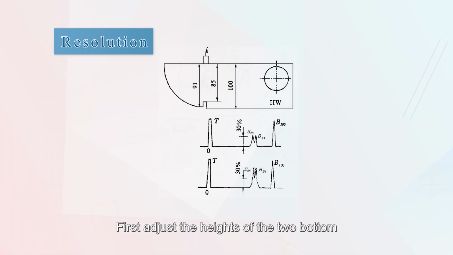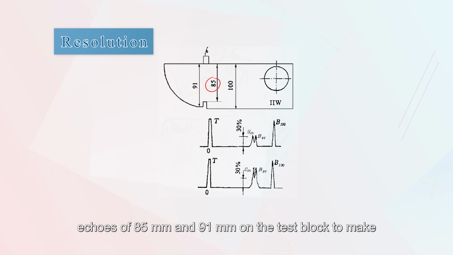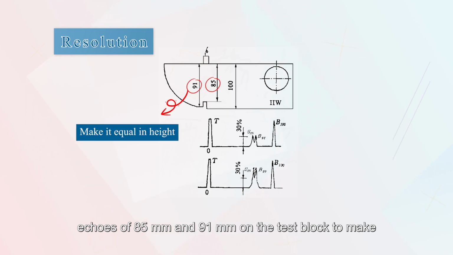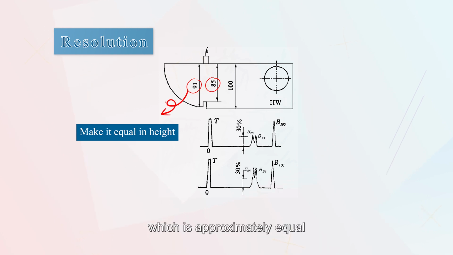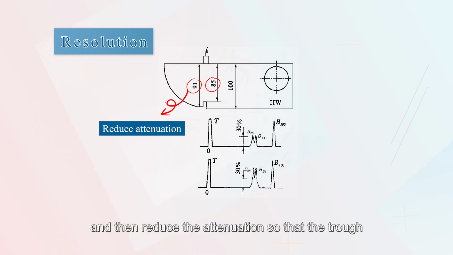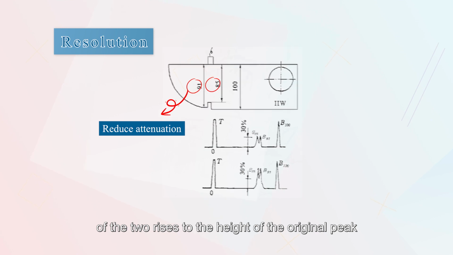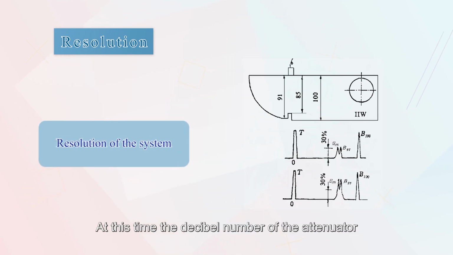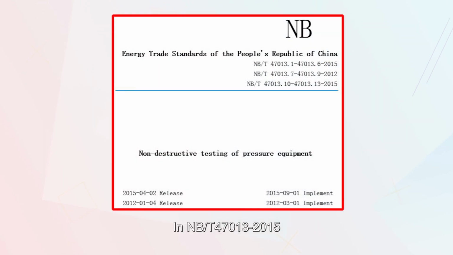First, adjust the height of the two bottom echoes of 85 mm and 91 mm on the test block to make them the same height, approximately equal to 20 to 30% of the vertical full amplitude. And then reduce the attenuation so that the trough of the two rises to the height of the original peak. At this time, the decibel number of the attenuator change is the resolution of the system. In NB/T 47013-2015, the far field resolution of the straight probe is not less than 20 dB.